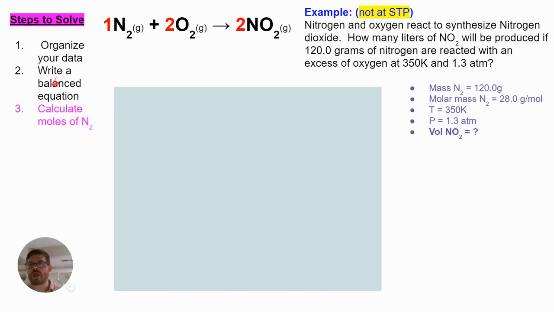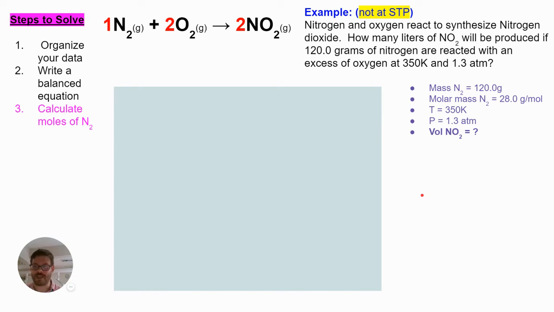So, we need to write a balanced equation. Here's our balanced equation, okay? So, nitrogen plus oxygen gives us nitrogen dioxide. This is going to be a 1 to 2 to 2 ratio here. Let's count to make sure. Let's see, 1 times 2, that's 2 nitrogens. 2 times 1, that's also 2 nitrogens. 2 times 2, that's 4 oxygens, and 2 times 2, that's 4 oxygens. We've got a balanced equation.